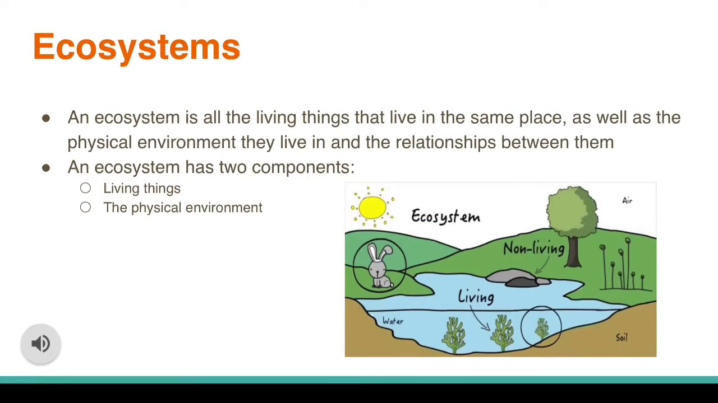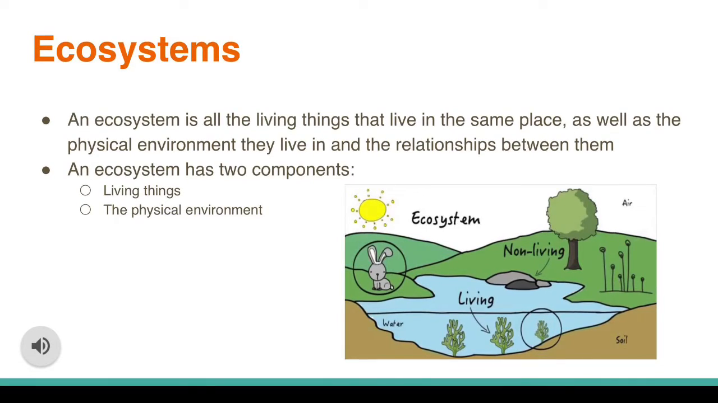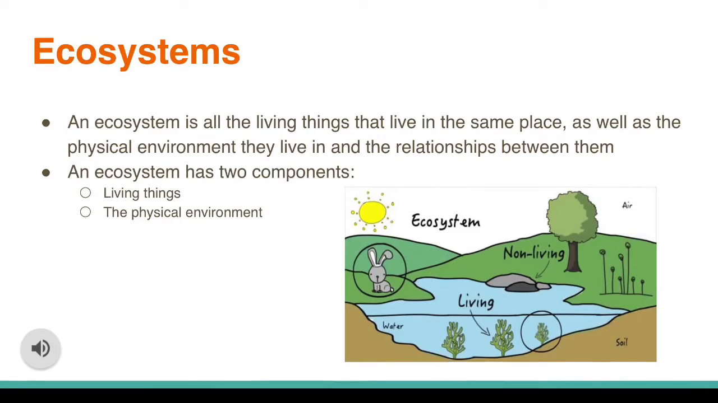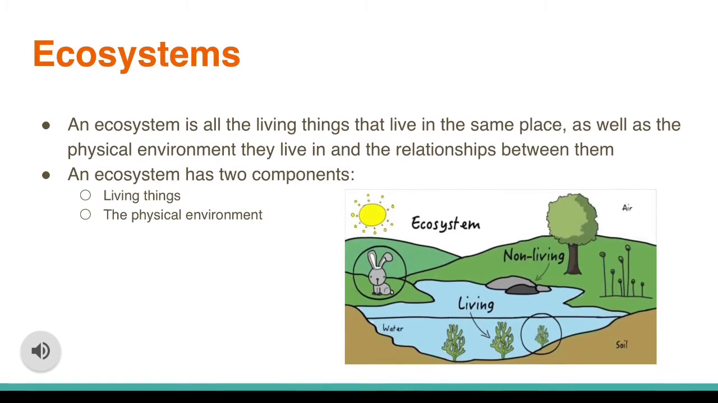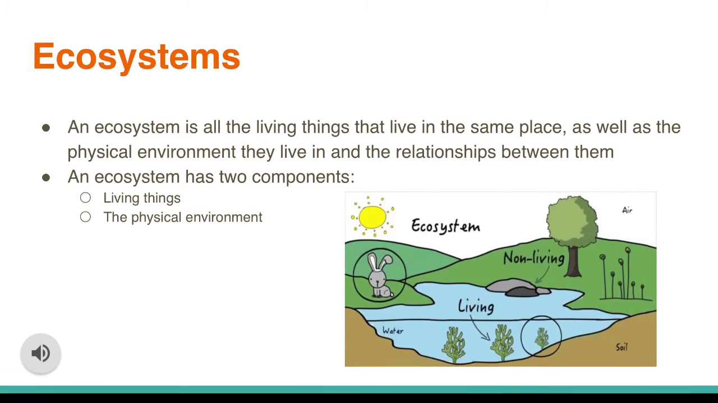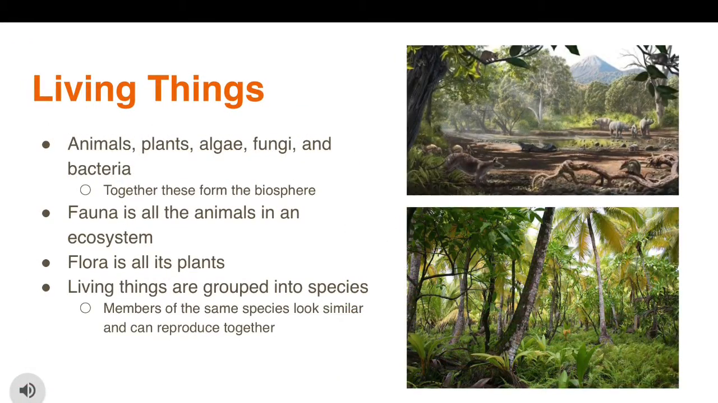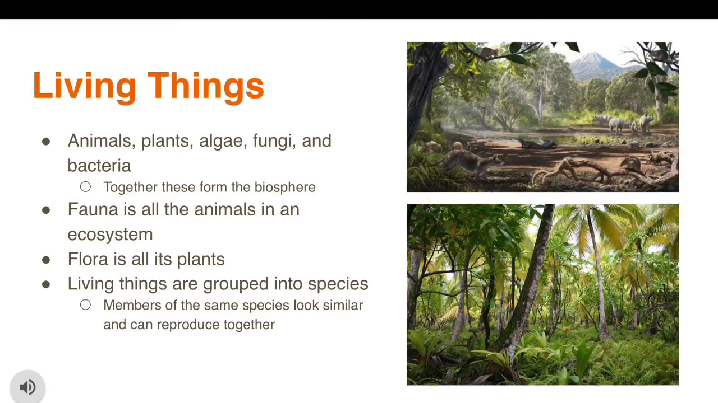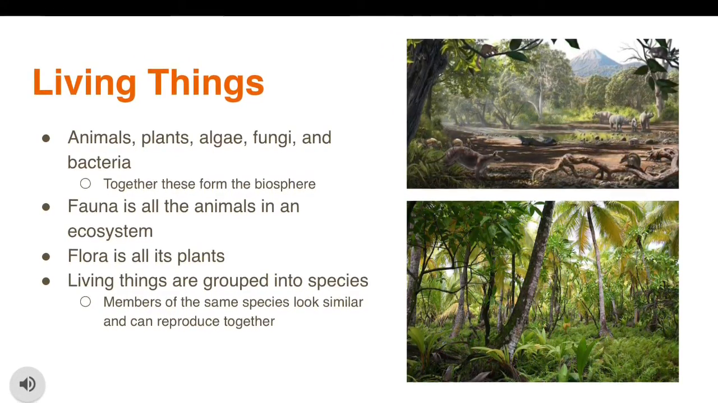Ecosystems. An ecosystem is all the living things that live in the same place, as well as the physical environment they live in and the relationships between them. An ecosystem has two components: living things and the physical environment. Living things: animals, plants, algae, fungi, and bacteria. Together, these form the biosphere.